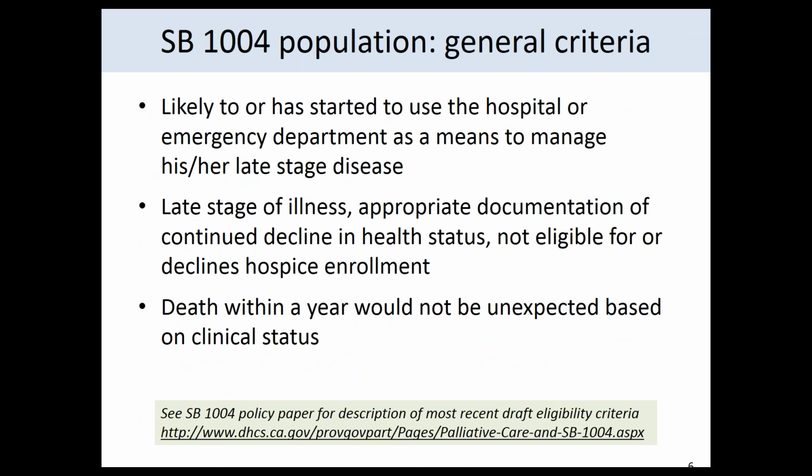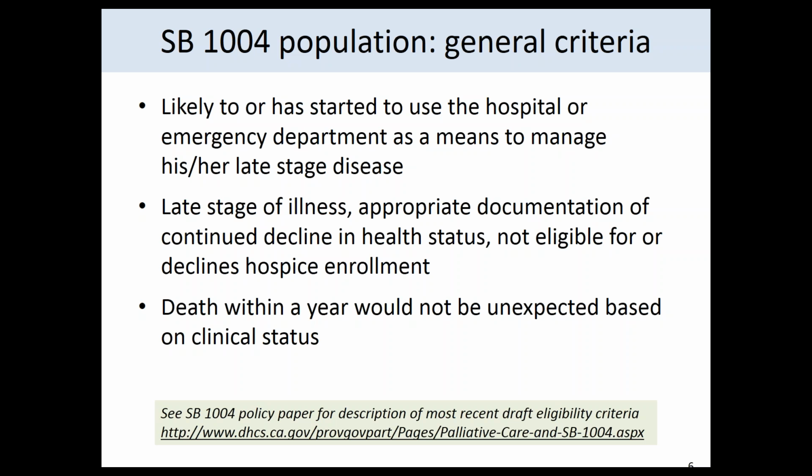So there's general criteria and disease-specific criteria, and as you read through these, sort of think about, wow, how would I get at that? As you think about the criteria that have been incorporated into the policy. So general criteria: likely to or has started to use the hospital or emergency department as a means to manage his or her late-stage illness. Late-stage illness, appropriate documentation of continued decline in health status, not eligible for or declined hospice enrollment. Death within a year would not be unexpected based on clinical status.